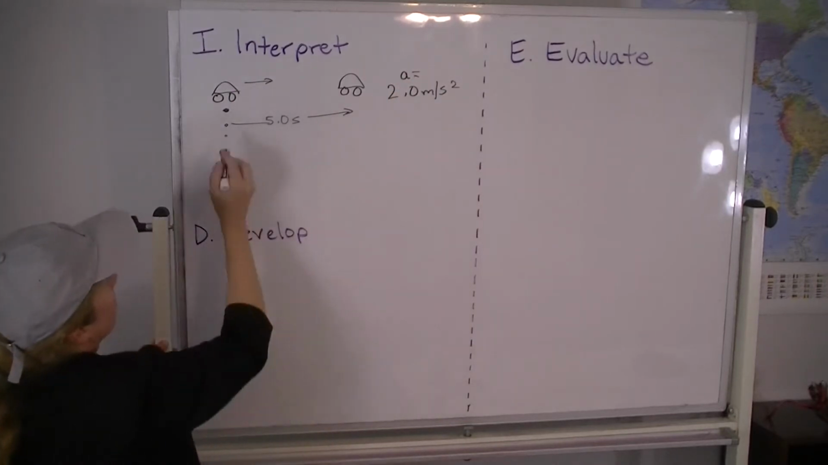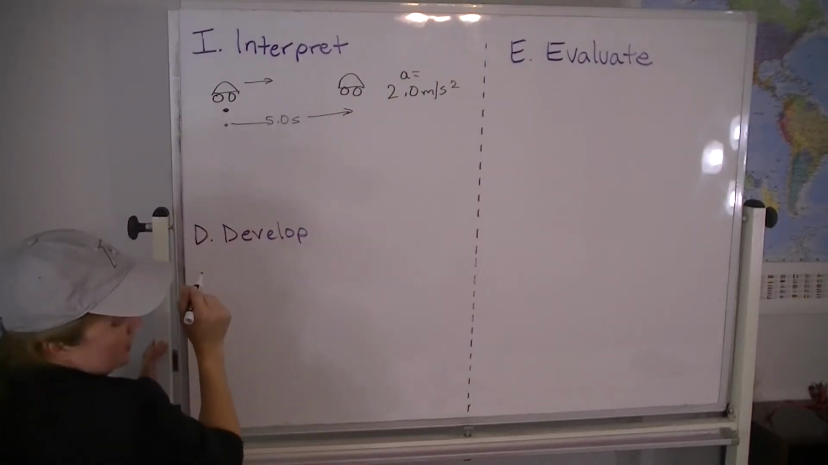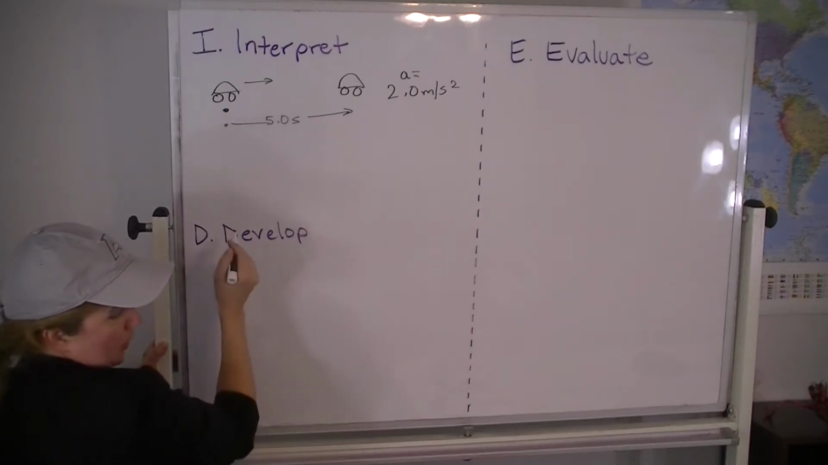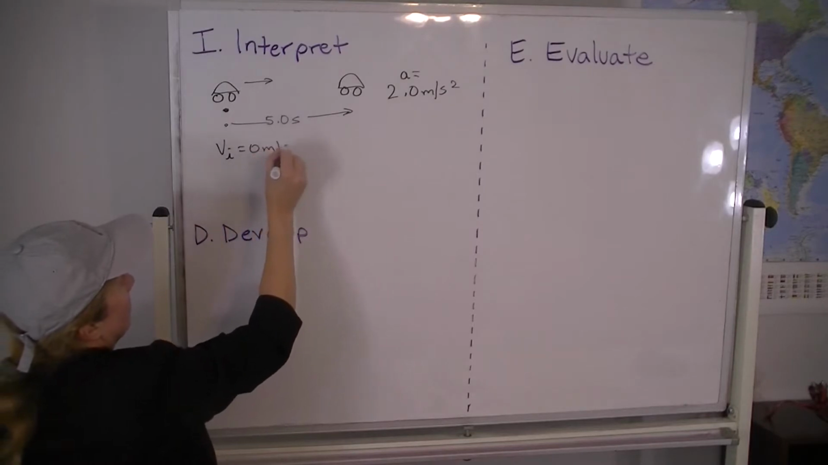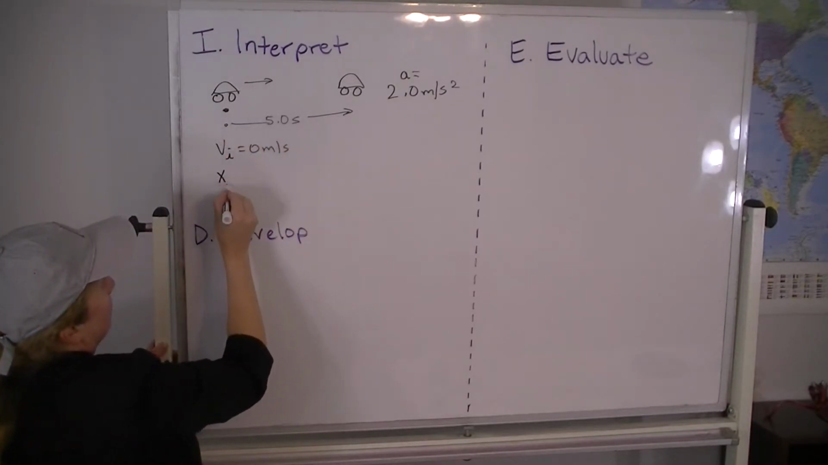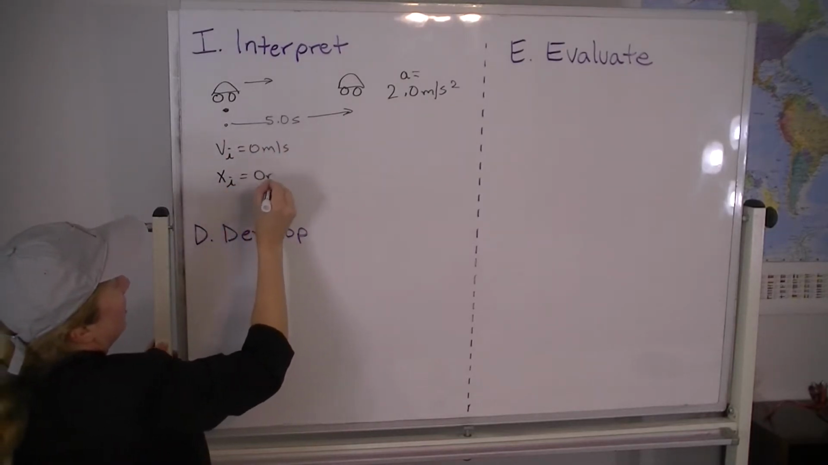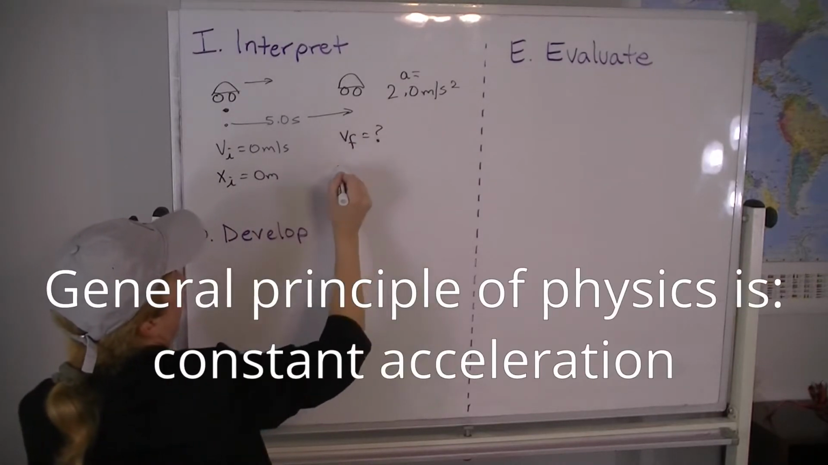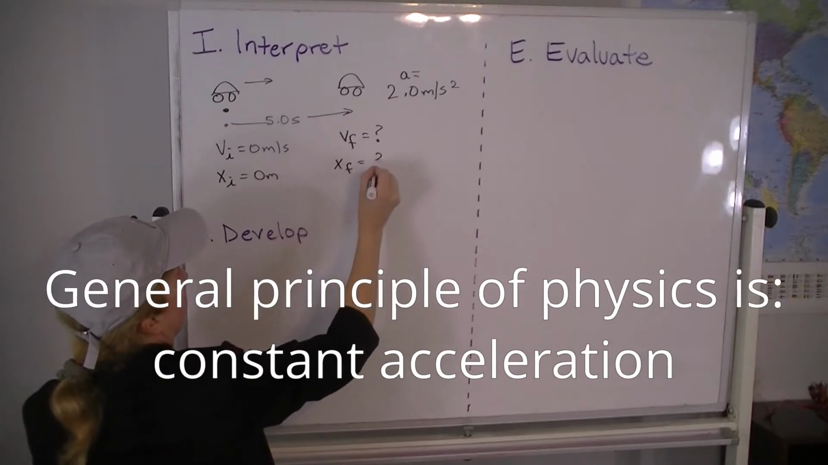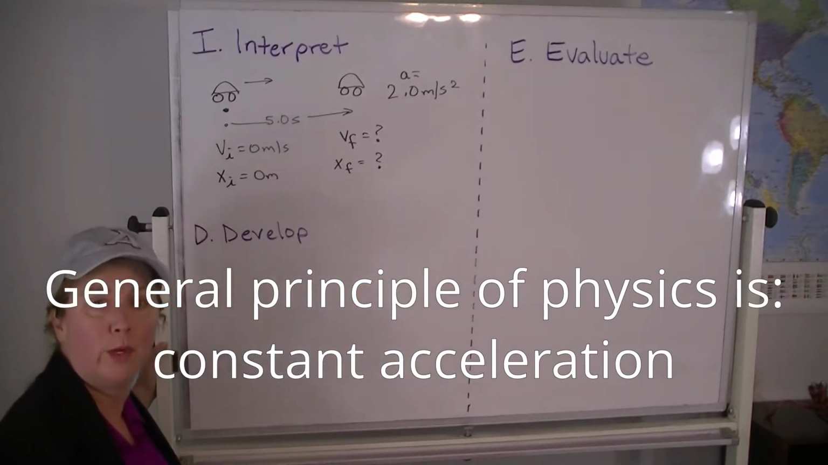All right, so based on this little coordinate system that we've just devised, we're told that the initial velocity is 0 meters per second. And by our system, our initial position is also at 0 meters. And we need to find the final velocity and the final position. All right, so how are we going to do that?